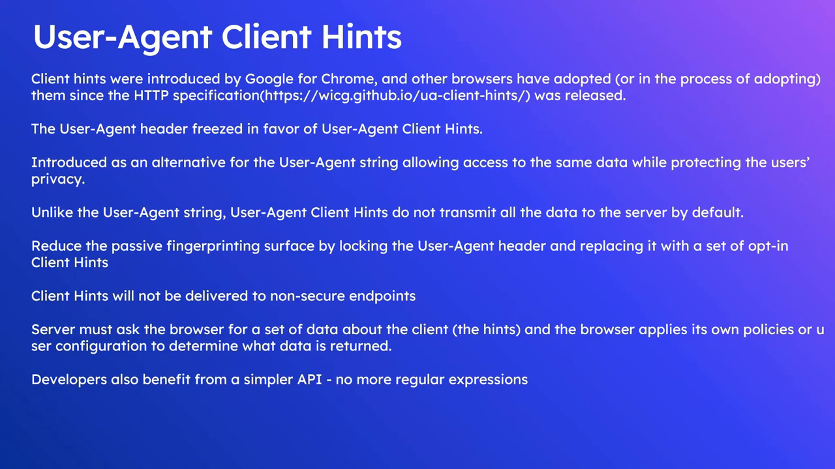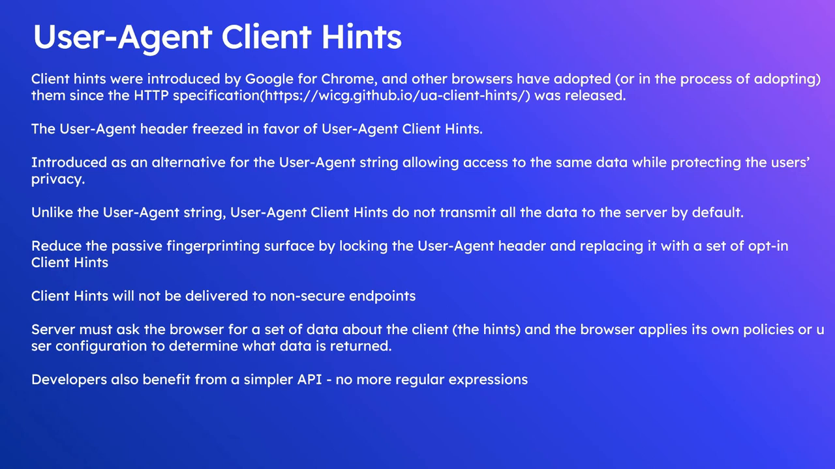Let us now see what is user agent client hints. The client hints were introduced by Google for Chrome, and other browsers have adopted or are in the process of adopting them since the standard specification was released. The current user agent header is frozen in favor of the user agent client hints, an alternative for the user agent data, enabling access to the same data that the user agent header provides while protecting the user's privacy.